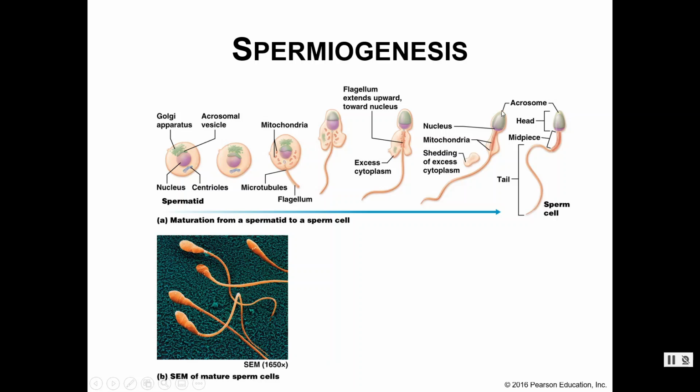The acrosome is pretty well formed at this point, and by the very end we have three distinct regions: the head covered by the acrosome, the midpiece that contains the mitochondria, and the tail, the flagellum, that allows for propulsion or swimming.